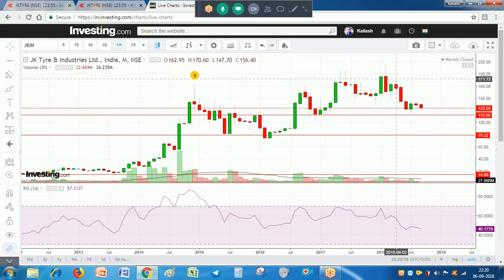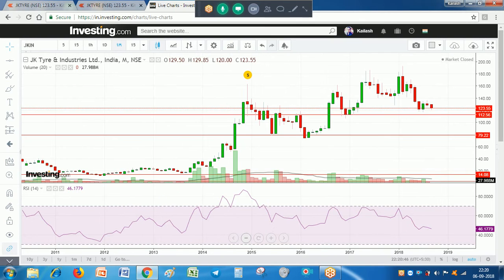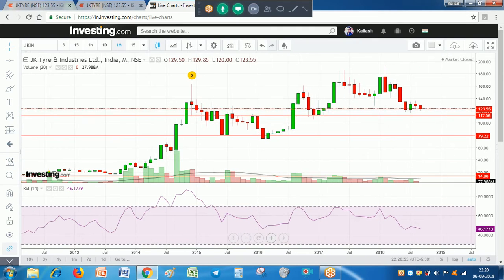Okay, right, friends? So have you got the concept of what is support and resistance and how to play according to this? So let me now explain where we should enter and how we can buy and sell. I have shown you the monthly chart just to make some major levels. I have drawn some major levels, friends.